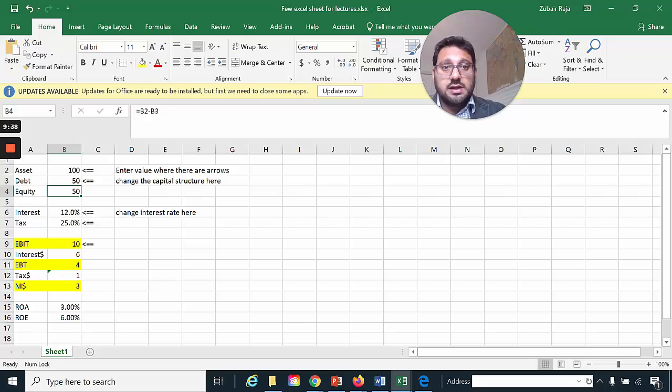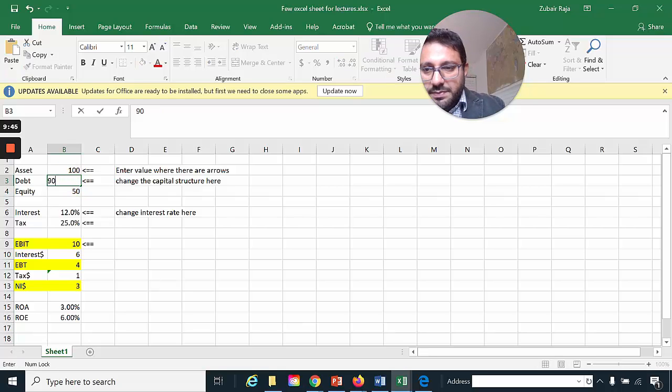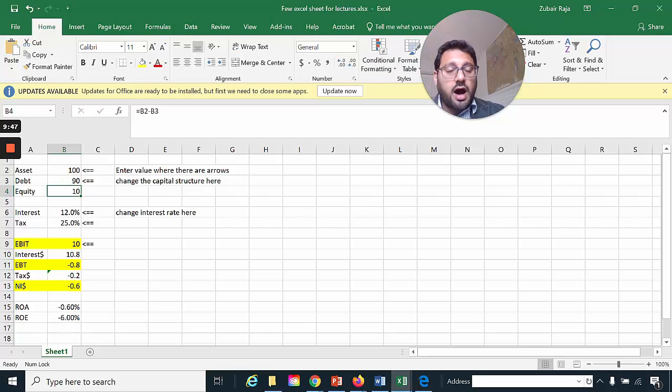And with the 90%, check. Now ROA is minus like 6%, right? And what about ROE? More loss, right? ROA is actually minus 0.6%, ROE is minus 6%. So more loss. So this consideration of the interest rate is very important.